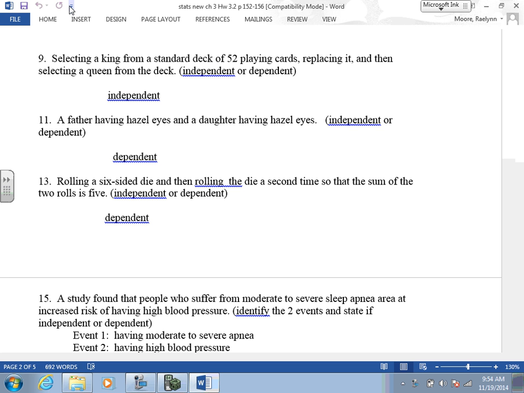Number 13, rolling a 6-sided die, and then rolling the die a second time so that the sum of the two rolls is 5. Normally rolling a die and rolling a die a second time is no dependency, but you needed the sum to add up to 5. So there's a dependency there. It depends on what you got the first time, right? You have to count that first roll. Everybody see that one? That was kind of tricky. Normally rolling a die is usually independent, but this one depended on the other.